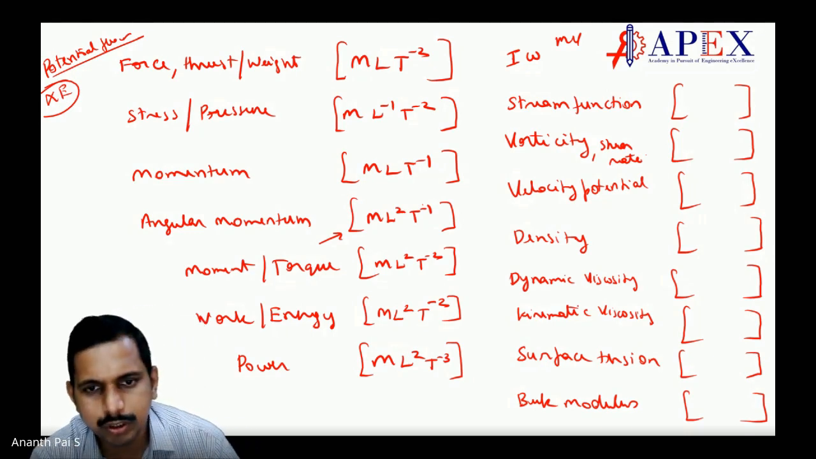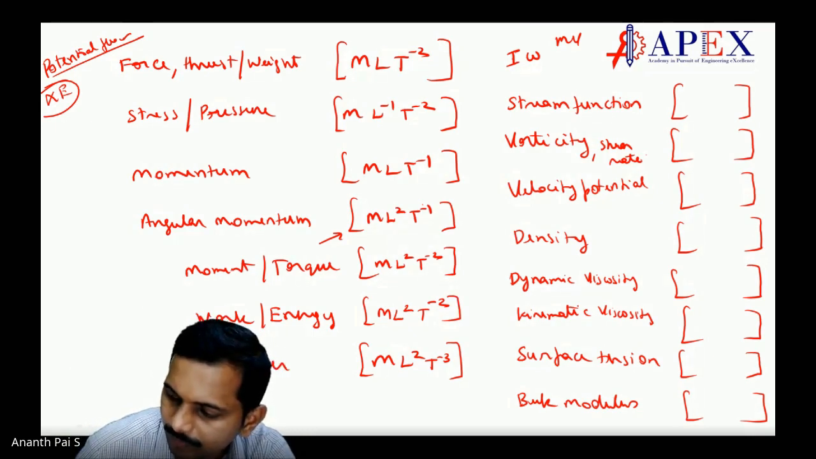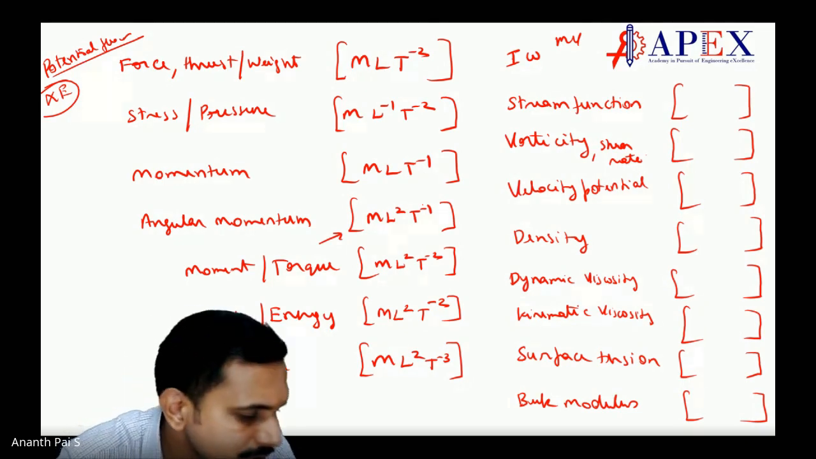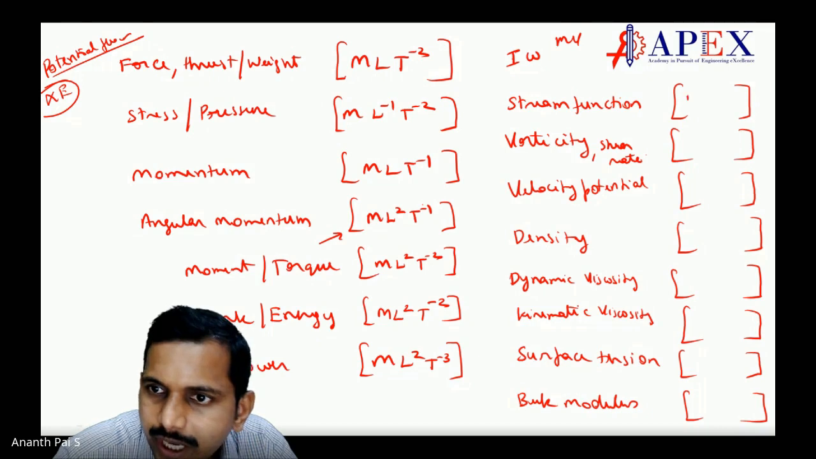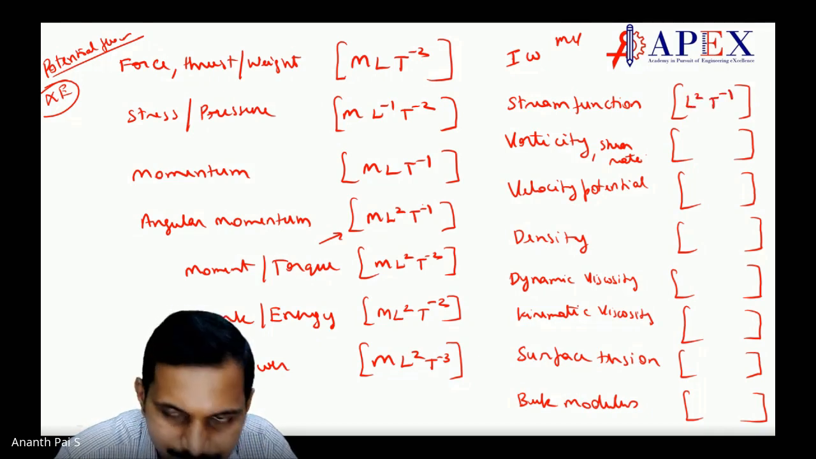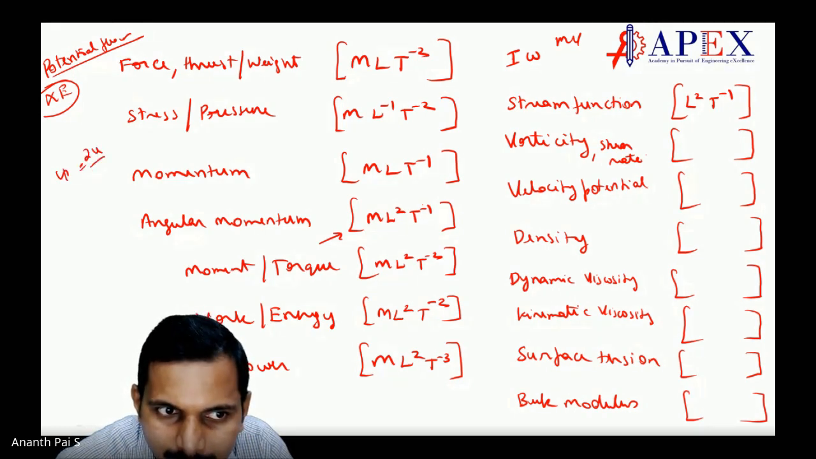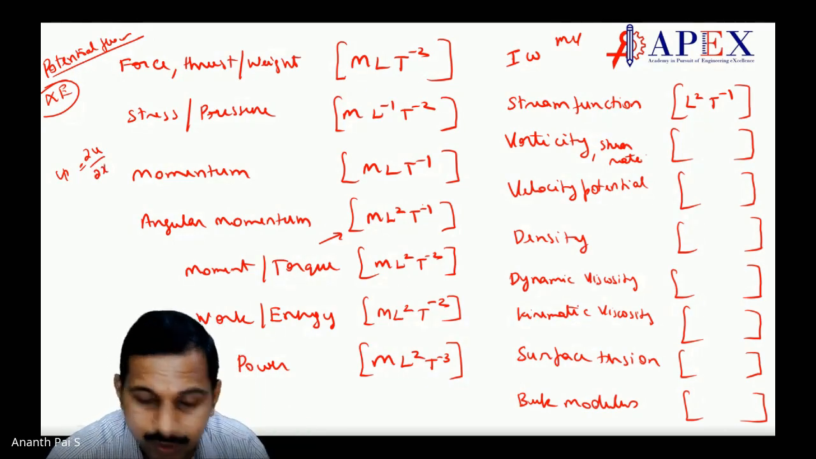Do it on yourself. Okay. Let me fill it up. So next, stream function. Stream function is L square T power minus 1. Why? What is stream function? Stream function is dou u by, what is it? Dou u by dou x, is it not? So it is T power minus 1.